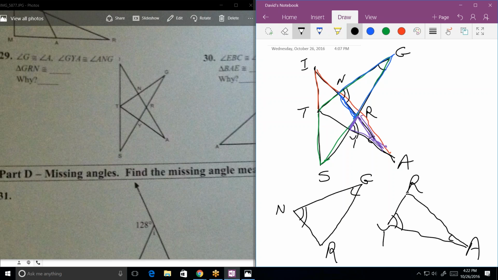Now, we could say that TS is equal to itself, and TS is part of the green triangle, but then it's really not part of any other triangle by itself. So I'm inclined to think that this one cannot be proven, and mainly because if I could move T... It certainly looks congruent, right? But that's just the way they've drawn it.